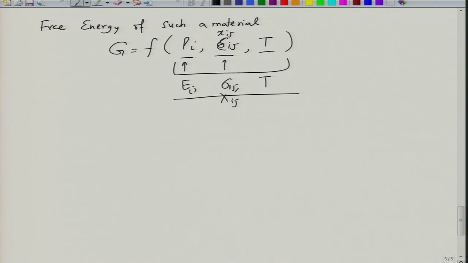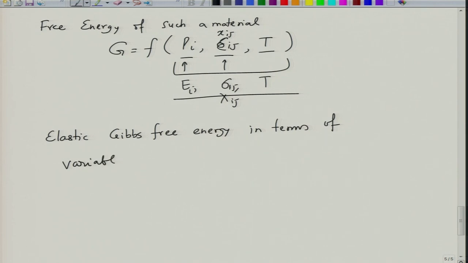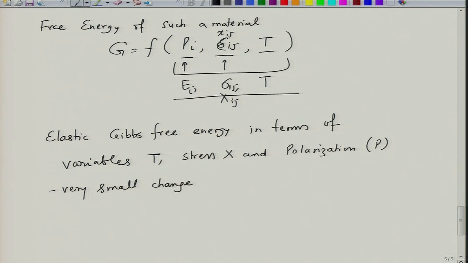So now let's write a slightly more detailed free energy equation. Let's say we write the elastic Gibbs free energy in terms of the variables temperature, stress, X and polarization. Now we talk of ferroelectrics mostly in terms of polarization instead of D, the charge density, because polarization and D are interchangeable. So instead of D we will use P, which is the more common quantity, and we assume very small changes in T, X and P, okay.